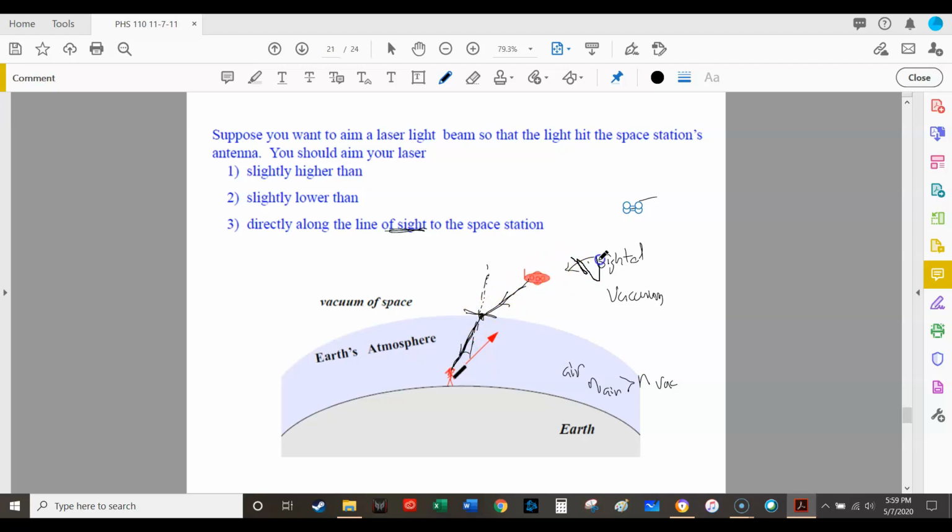Oops, I actually made a mistake here in the drawing. Let me redo the whole thing. Great, that's fabulous. If we're sighting in the space station, we're seeing the space station right here.